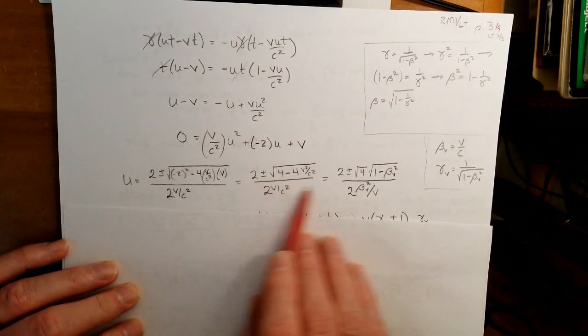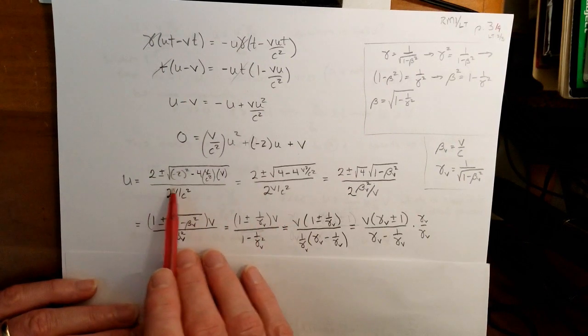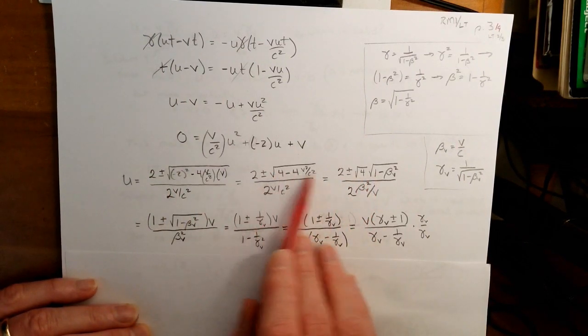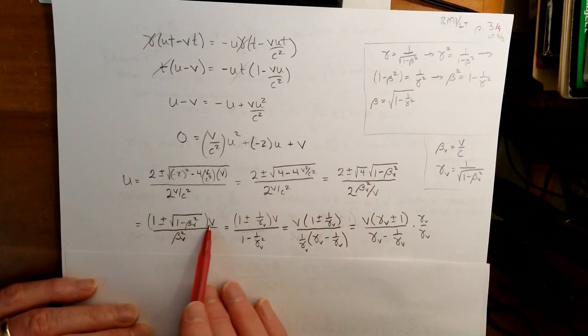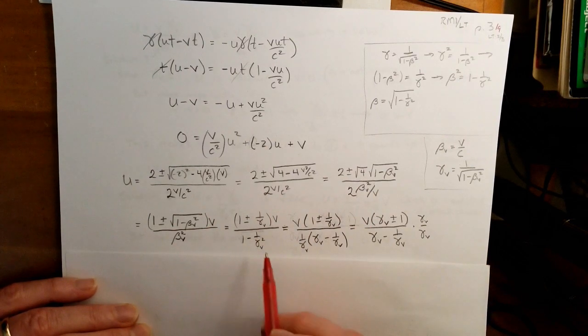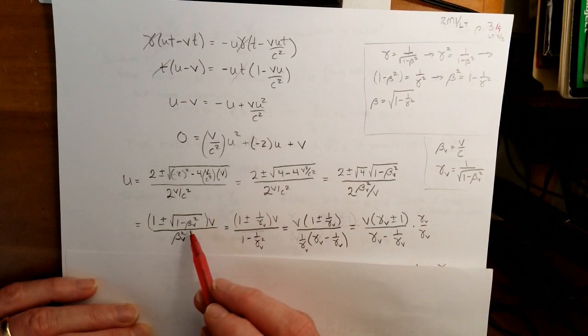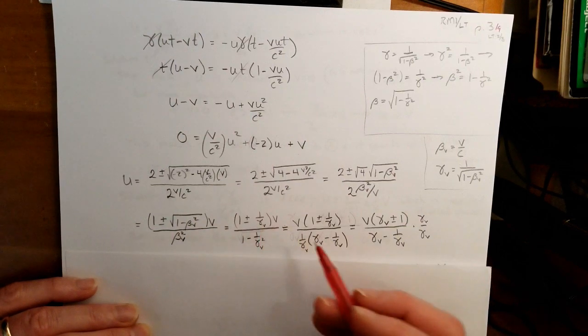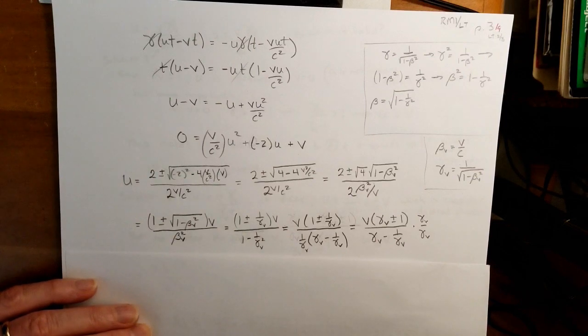I get to here, and doing a little bit of manipulating, factoring out the 4, I have the square root of 4, which is just a 2. We get a bunch of 2's canceling out, and I'm down to here. I'm dividing by this fraction, which is the same as multiplying by the reciprocal, so that's why the v comes up on top. Then the square root of 1 minus beta squared is just 1 over gamma. Again, just algebra manipulations. Pause it if you need to.